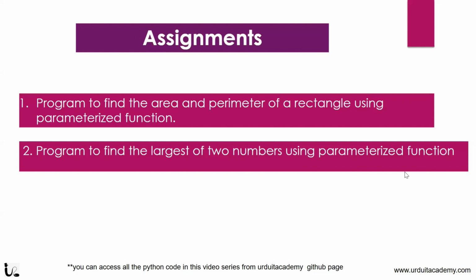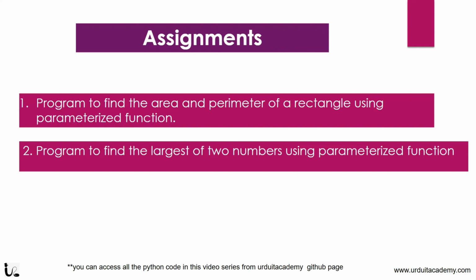Now there are two assignments for you. First one is to create a program to find the area and perimeter of a rectangle using a parameterized function. You can see in this program, we have already created code to find the area and perimeter, but that was without using a function and without passing any value. So this time you have to create it using a parameterized function by passing the length and width.